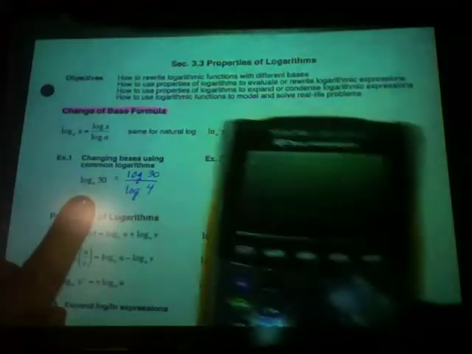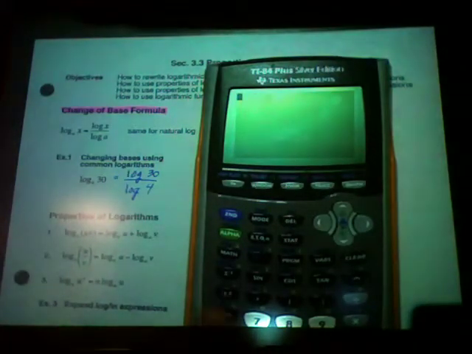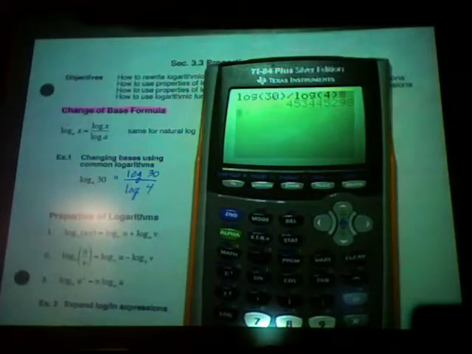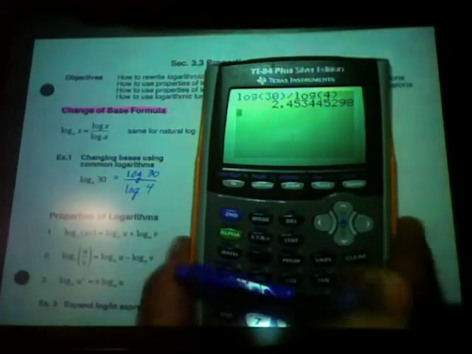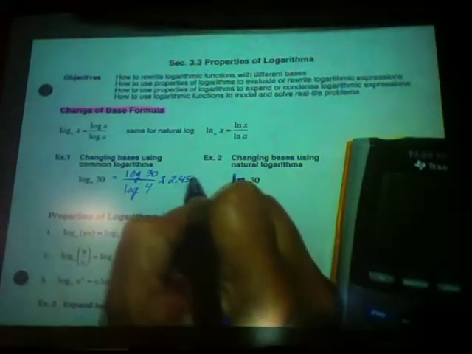If I put that into my handy dandy calculator, log of 30, get in the habit of closing your parentheses, divided by log of 4. What did you get? Let's round to 3 decimal places. 2.453, approximately.